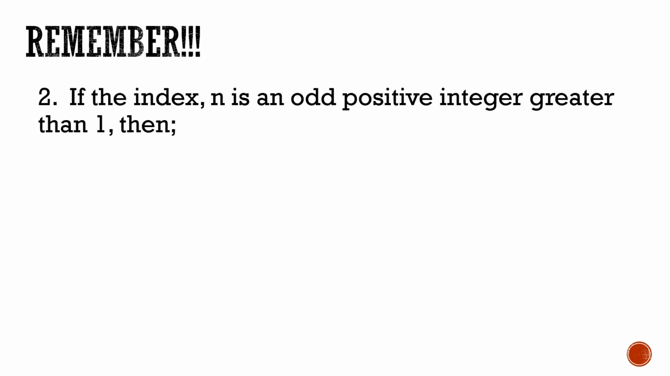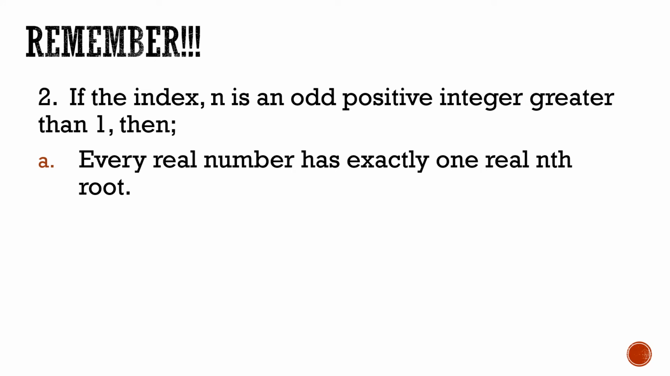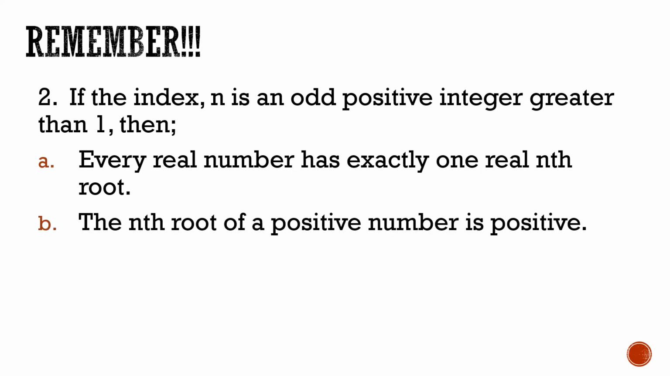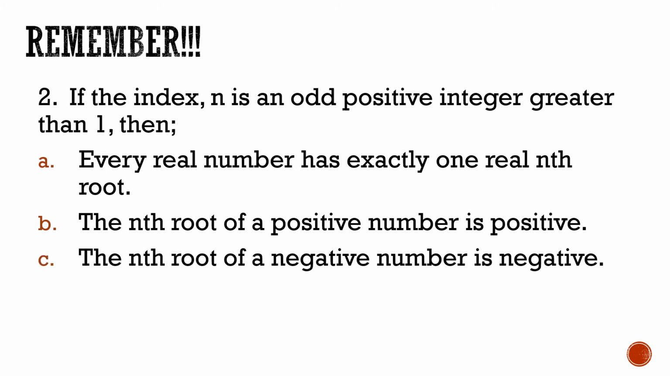Number 2. If the index n is an odd positive integer greater than 1, remember, odd numbers are numbers which are not divisible by 2, but take note that the index should be greater than 1, then every real number has exactly one real nth root. The nth root of a positive number is positive. The nth root of a negative number is negative.